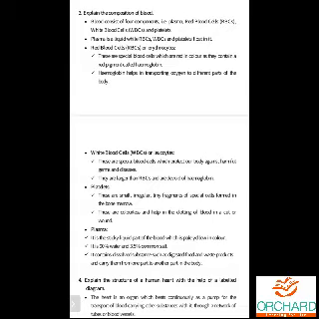These are colorless and help in the clotting of blood in a cut or wound.